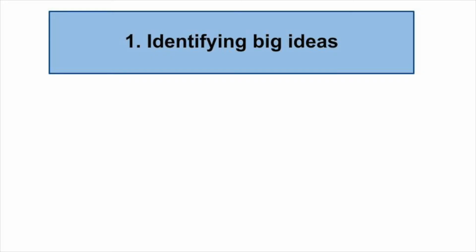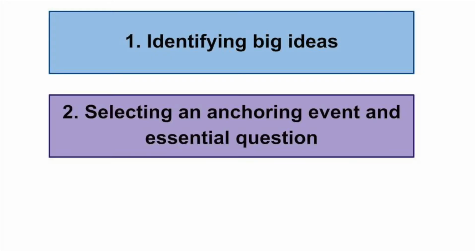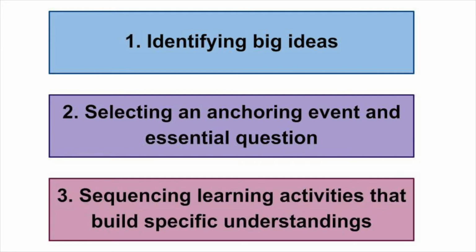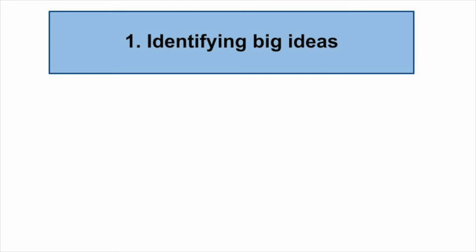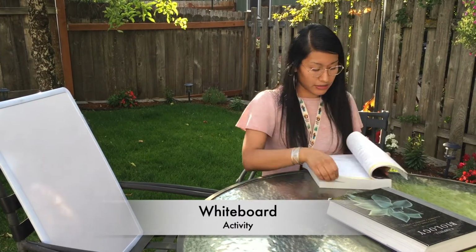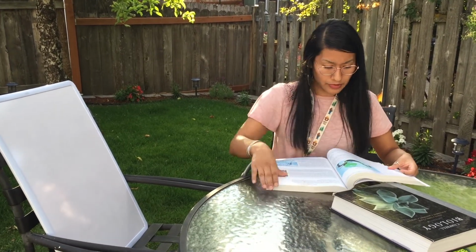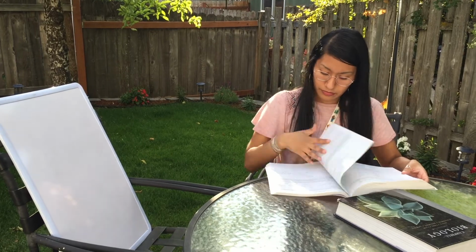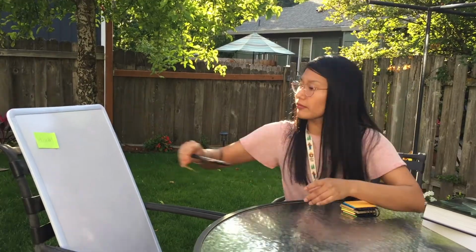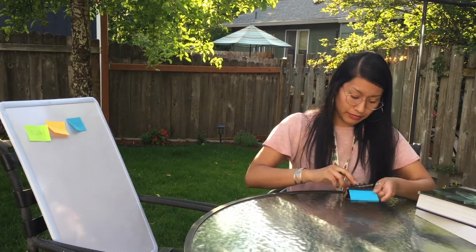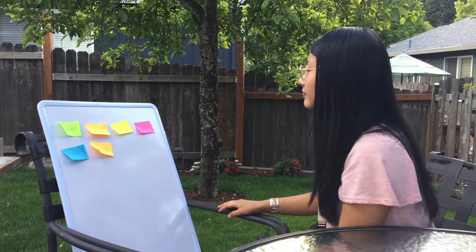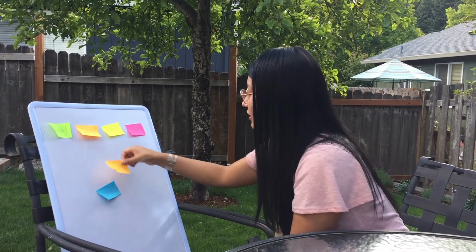These are identifying big ideas, selecting an anchoring event and essential question, and sequencing learning activities that build specific understandings. Method 1, identifying big ideas. Start out with the whiteboard activity. In this activity, we start out by identifying the big ideas in both the curriculum and standards that relate to the topic the students will be studying. Write these down on a sticky note and place them across a whiteboard. Next, figure out how these ideas might be related to one another.